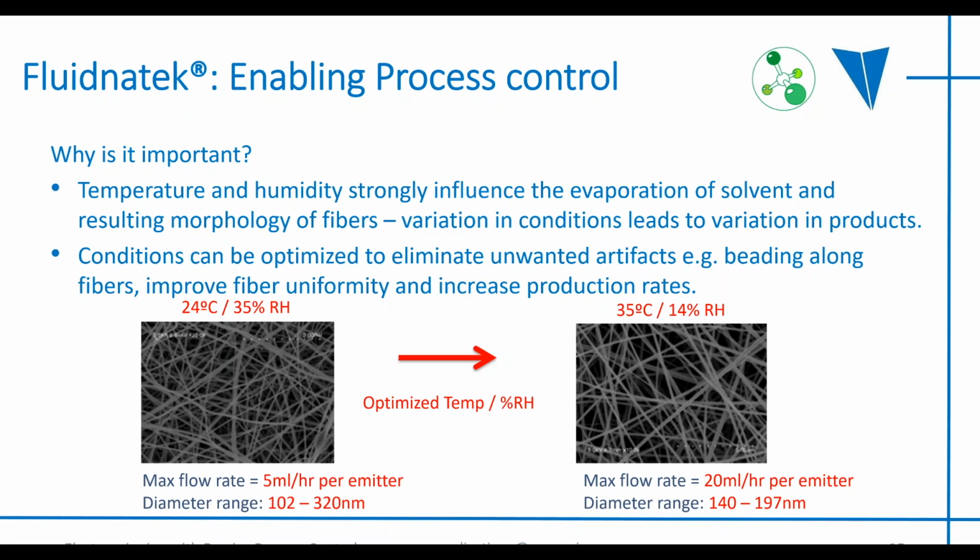And as an example, here we had a project where the customer had done laboratory scale spinning of their polymer at room conditions, so 24 degrees and 35% humidity. And we were wanting to improve the fiber diameter variation and increase the productivity. And by optimizing the temperature and humidity, so increasing the temperature and reducing the humidity, we were able to achieve 4 times the productivity, and reduce the diameter variation. And this was achievable through the control of the temperature and humidity.